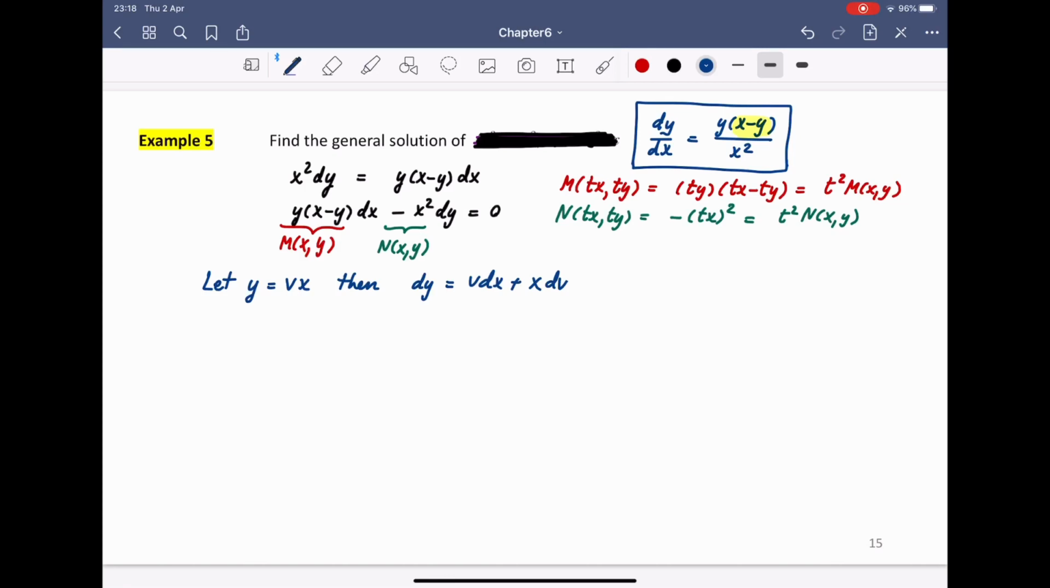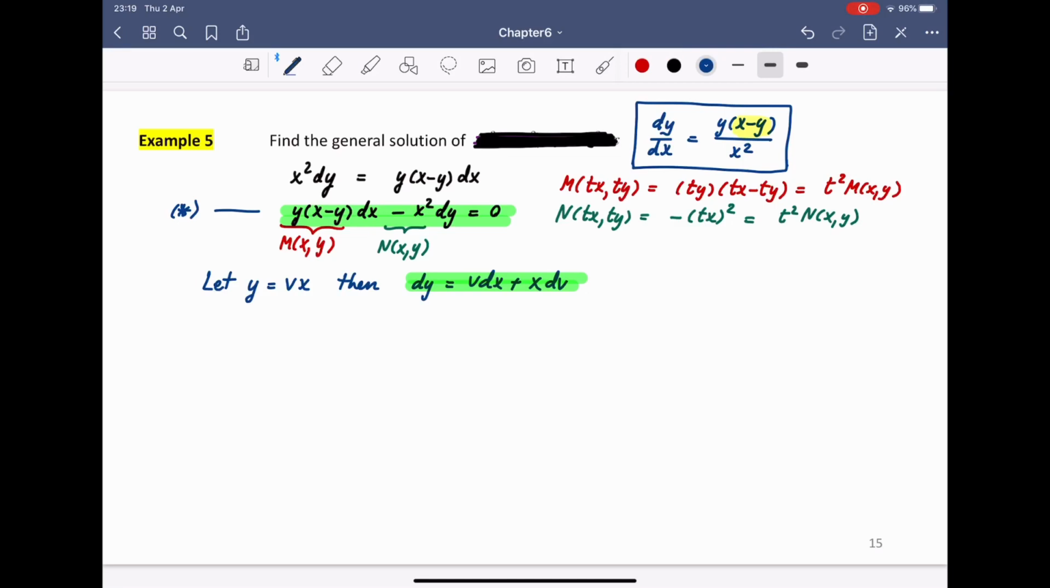And next, I am going to replace my dy here into the original equation. So once I replace dy into the original equation, then what I should get is a separable equation in terms of x and v. Let's do it. From the equation that I started with, I'm going to replace y by vx, and I'm going to replace dy by v dx plus x dv.